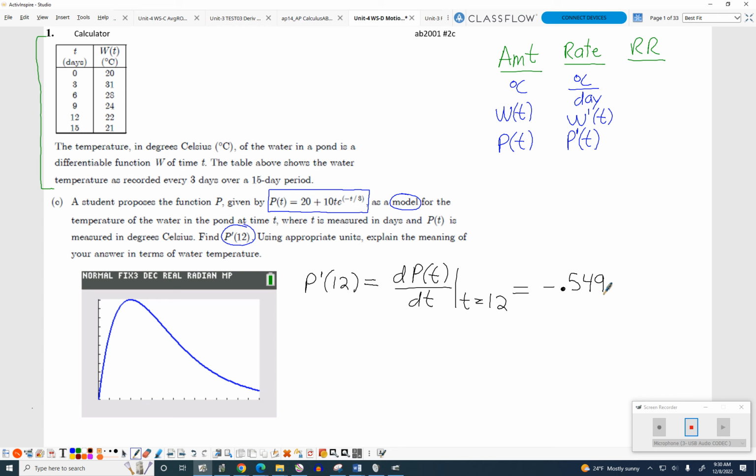Questions. Go to Jacob. So Jacob, we have to include units. Here's a great way to make sure we have the right units. We just look at our computation. We're finding the change in P right here. This means find the change in P.